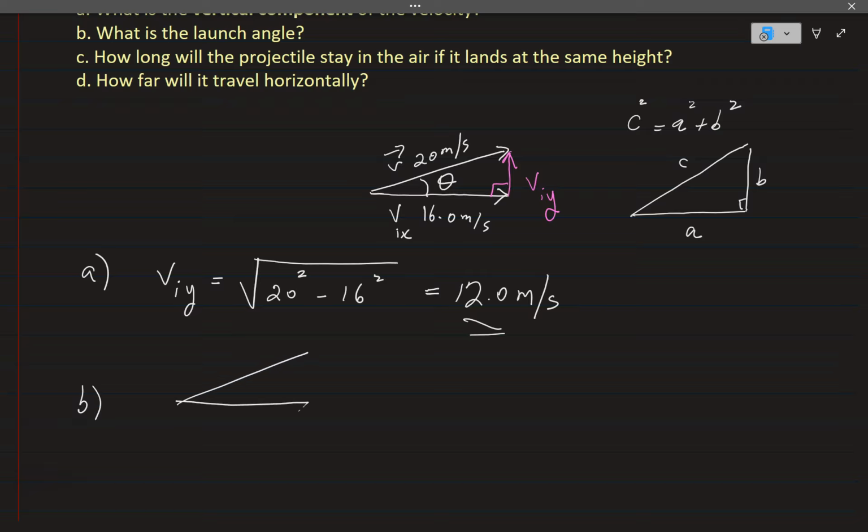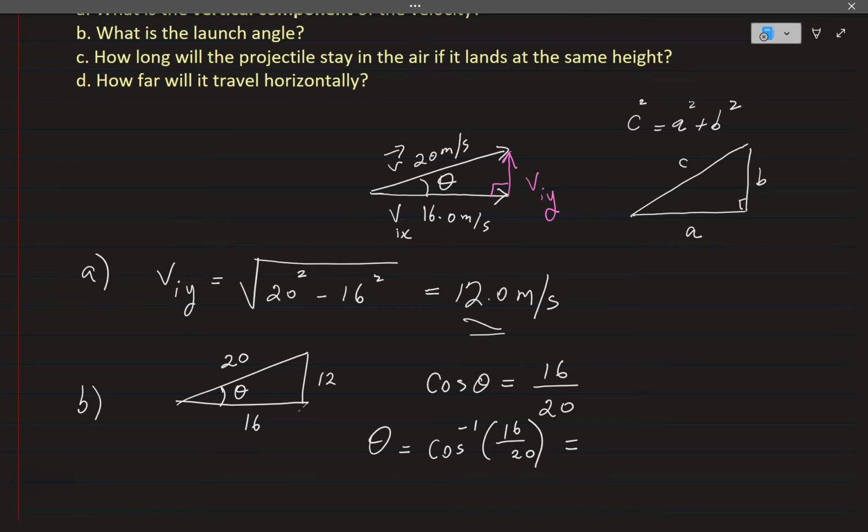let's use a simplistic diagram. We have 16 here, we have 20 here. Now you could technically use the 12.0 meters per second as well, and that's not a big deal. But in case you made a mistake, you're not going to continue the mistake throughout the problem. So use cosine. So cos of theta is equal to 16, adjacent, over hypotenuse 20, and so cos inverse of 16 divided by 20 will give you theta back.